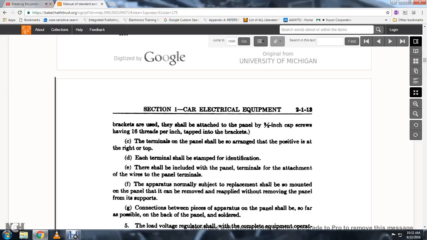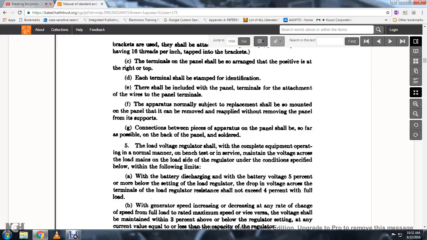C. The terminals on the panel shall be arranged so that positive is at the right of the top. Each of the terminals should be stamped for identification. There should be included with the panel terminals for the attachment of the wires. The apparatus normally subject to replacement shall be mounted on the panel and can be removed or applied without removing the panel from its support. G. The connections between the pieces of apparatus on the panel shall be such that it is possible for the back of the panel to be soldered.